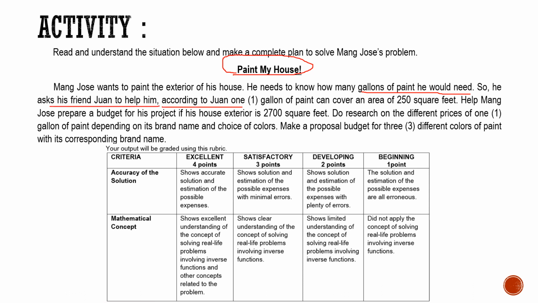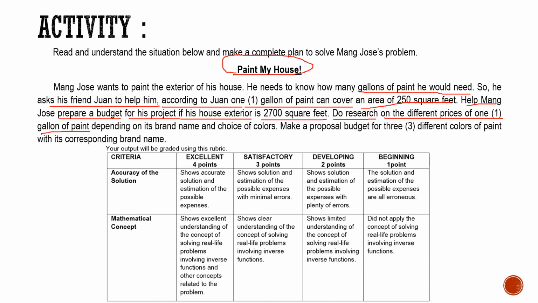According to Juan, 1 gallon of paint can cover an area of 250 square feet. So help Mang Jose prepare a budget for his project if his house exterior is 2,700 square feet. Do research on the different prices of 1 gallon of paint. It is available on the internet.